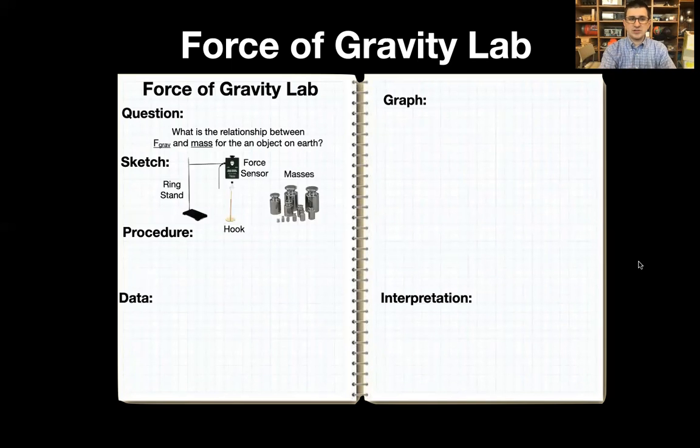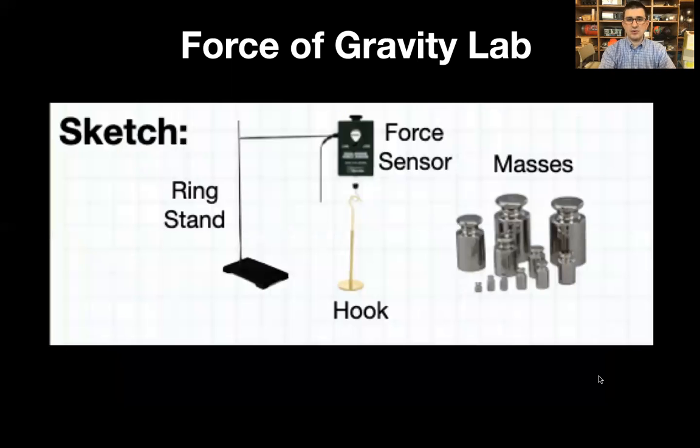In order to do this, we're going to need a couple of tools. Let me zoom in on this sketch so you can make your own. We have a ring stand that's going to hold our force sensor up high. Then we have a force sensor, which is what we're going to use to measure the force. We're going to have a hook on it so we can stack some masses and steadily increase the mass on the force sensor. That will allow us to see the relationship between mass and force, specifically the force of gravity.